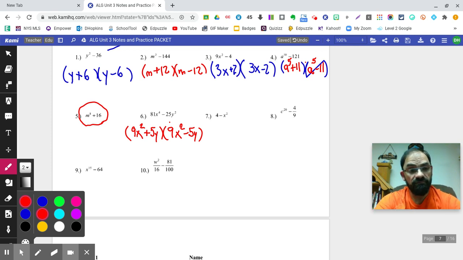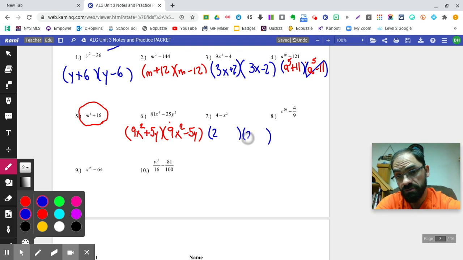Okay, a few more to go. 4 minus x squared. Yes, both parts are perfect squares. It's separated by a minus. So 2 times 2, x times x. One's positive, one's negative.